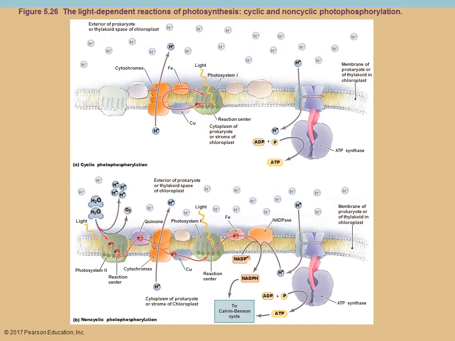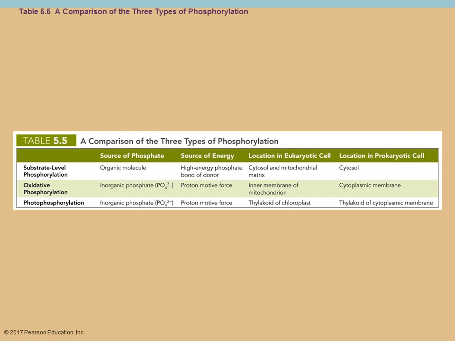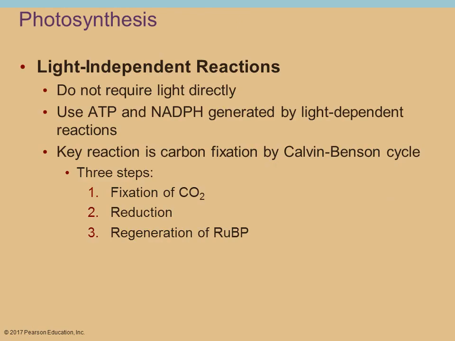As you can see, there are similarities between cellular respiration and photosynthesis in terms of, yes, you're using these electron transport chains, moving the electrons along. And this is a comparison of different types of phosphorylation.